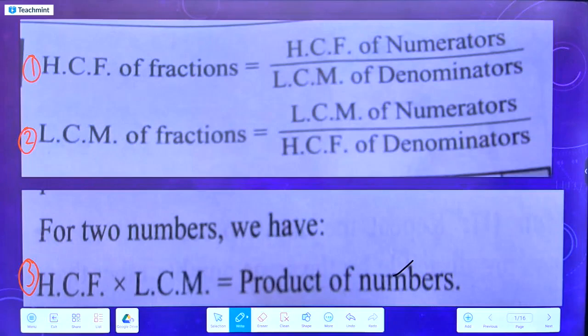Yes, Krisha. Ma'am, it's HCF and LCM, but it is written HCF. Yes, beta, that is written HCF.